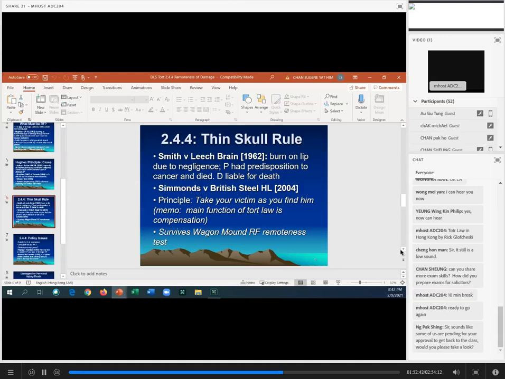So was the employer liable? It was found that the employee had a pre-malignant condition from the time when he worked at a gasworks company, and the burn exacerbated the condition. And the defendant was held liable for the death. You take your victim as you find him. The fact that most people with that sort of burnt lip wouldn't have died is irrelevant. This person did die. You take your victim as you find him. The main function of tort law is compensation.